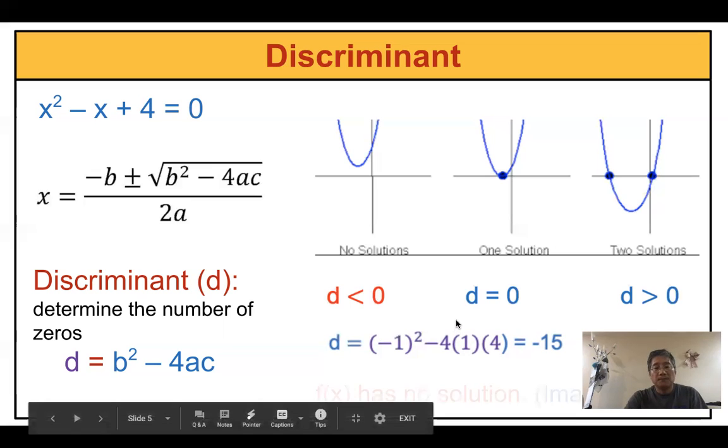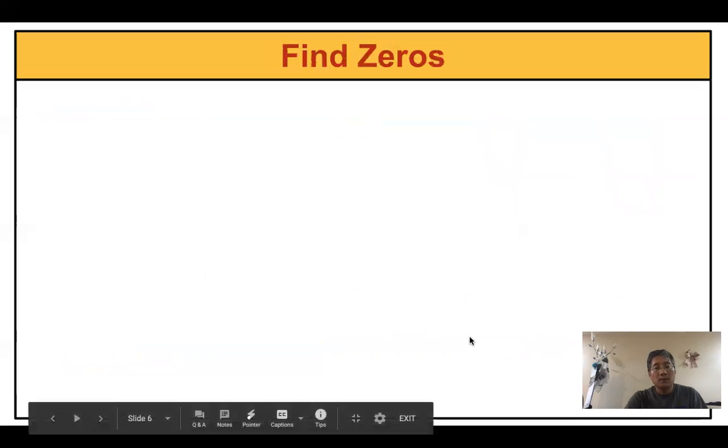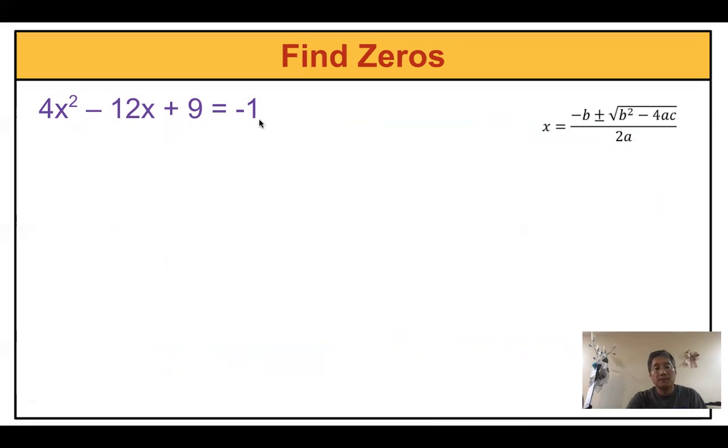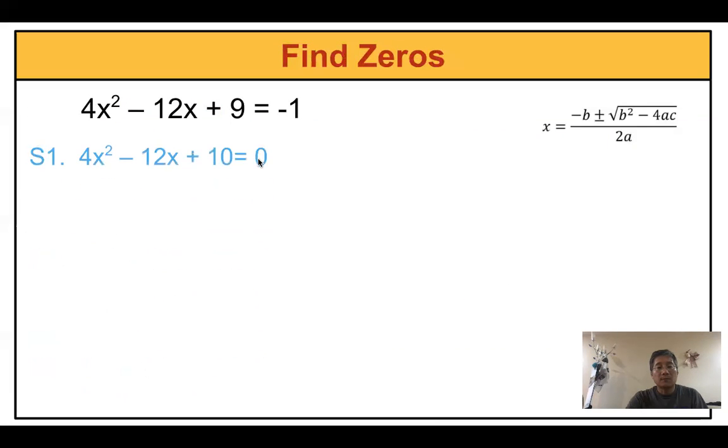So now let's try with this one. Okay, if you have a negative 1 on the other side, what do you do? First step, you move it to the left side, and then the right side becomes 0. So what do you get? 4x squared minus 12x plus 10 equal to 0.